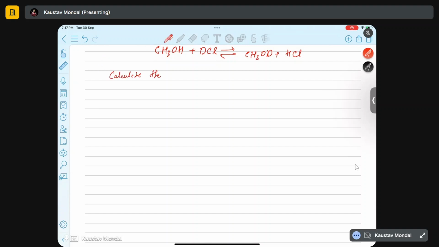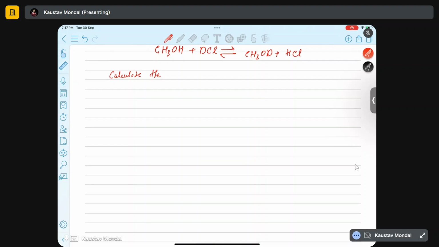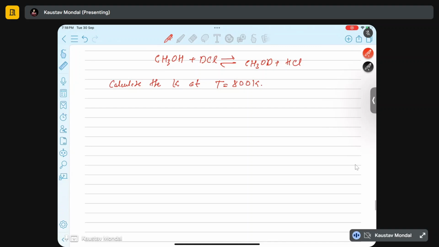let the K at T equal to 800 Kelvin. So many pieces of information are given. First is the rotation. Since you can see these are all nonlinear molecules, for HCl, DCl, these are the linear diatomic rotors, and there are also nonlinear rotors, CH3OH and CH3OD. So for that case, all their rotational constants are given.